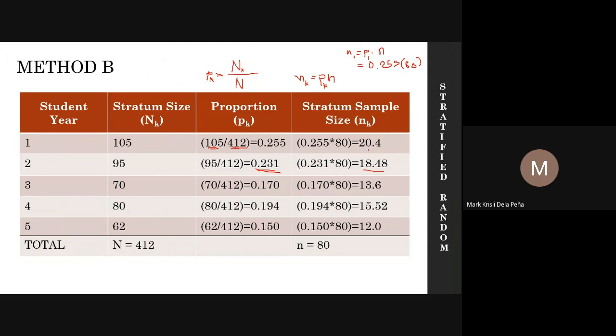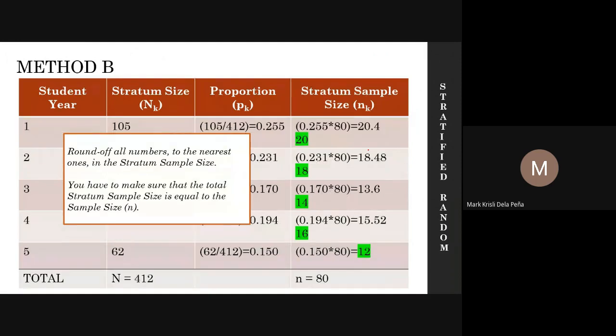Rounding the numbers, 20.4 when rounded off is 20, 18.48 when rounded is 18, 13.6 when rounded off is 14, and 15.52 is 16. Then we have 12. Now we will check if the total of these n sub k's is 80. So we have 20 plus 18 is 38, plus 14, that will be 52, plus 16, that is 68, plus 12, then we get 80.